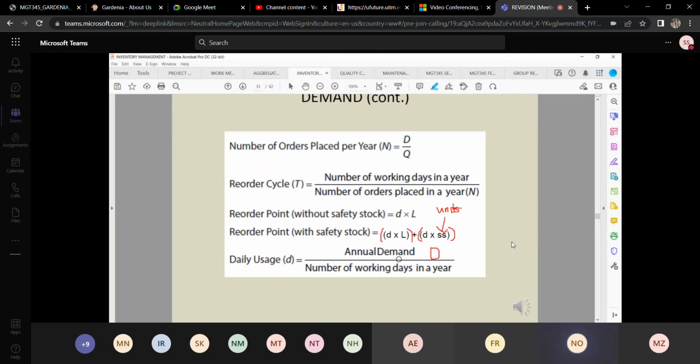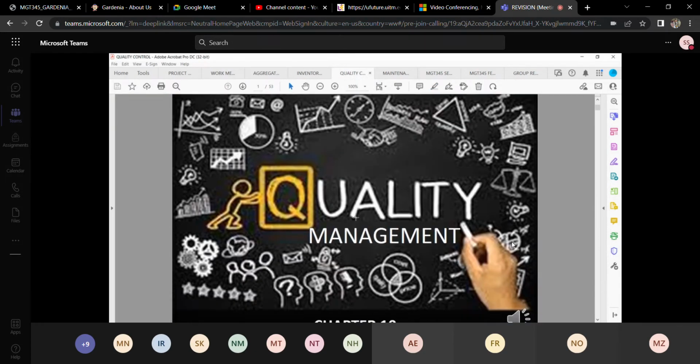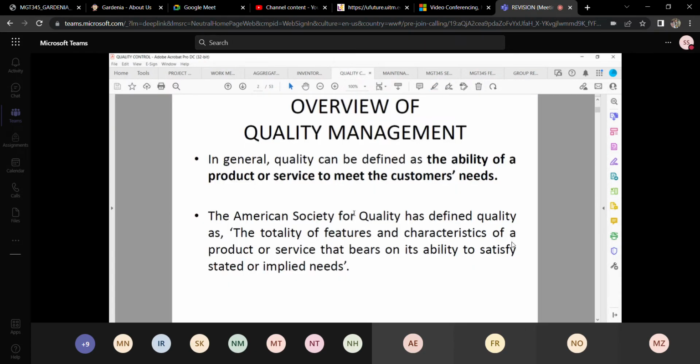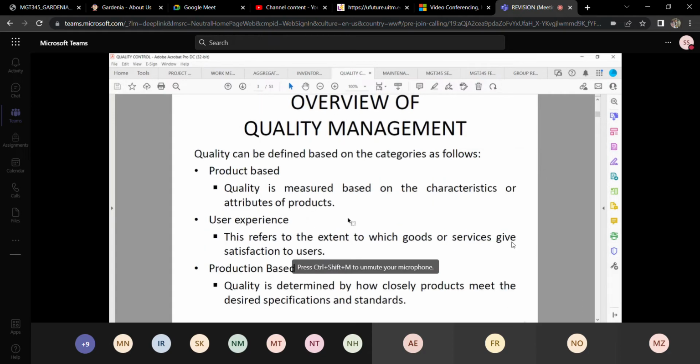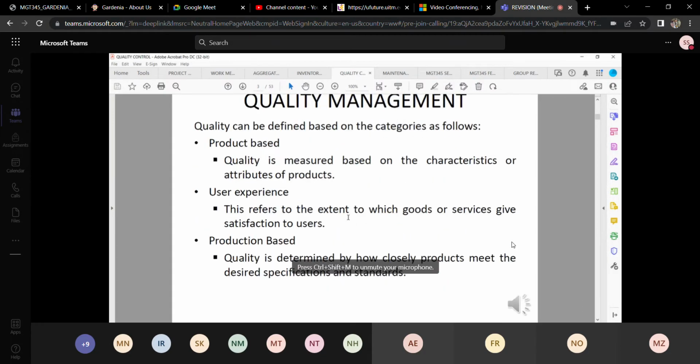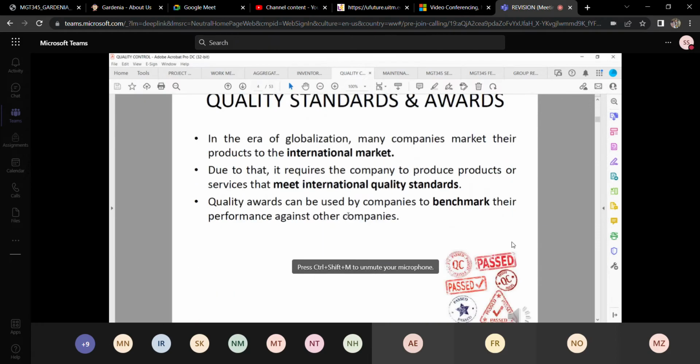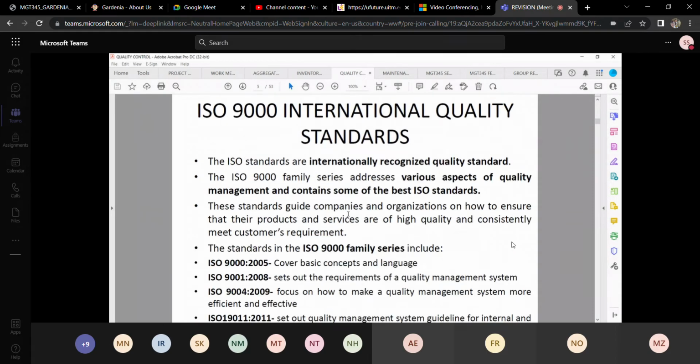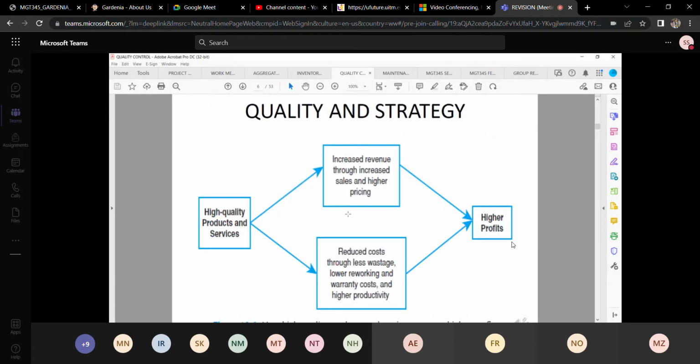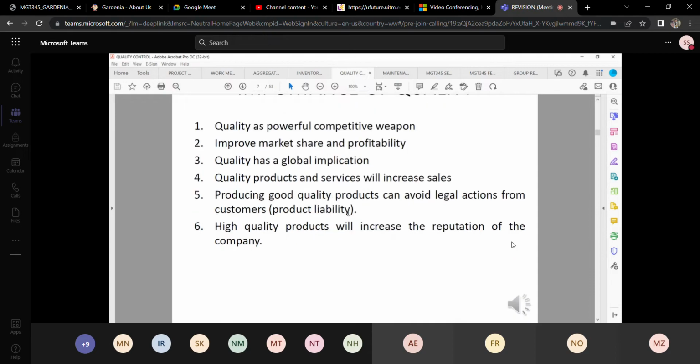Okay, good. So next chapter will be quality management. Definition you should know. The overview of the quality management. The quality standards and awards. Okay, ISO 9000, international quality standards. The quality and strategy. The importance of quality.